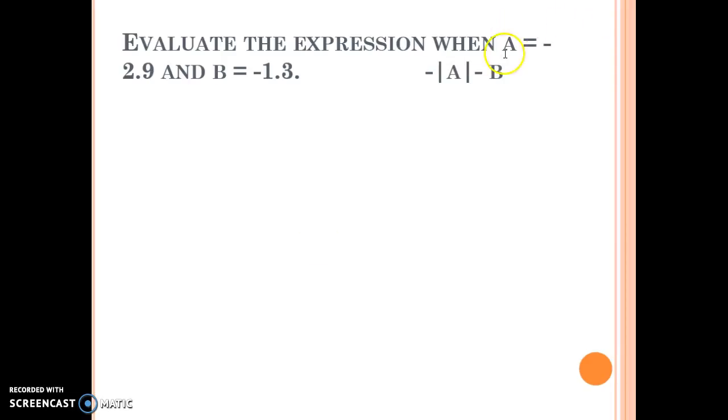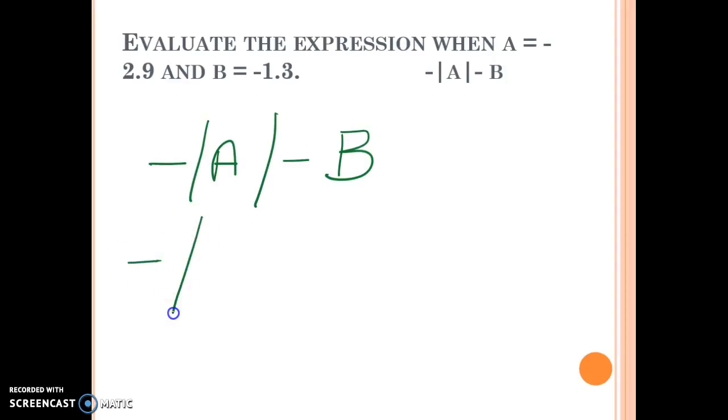Evaluate the expression when a is equal to negative 2.9 and b is equal to negative 1.3. Be able to evaluate the expression of the opposite of the absolute value of a, subtract from that b. We need to plug and chug. a is equal to negative 2.9. Notice a is 2.9 and it is within absolute value bars, so I put negative 2.9 within those absolute value bars.